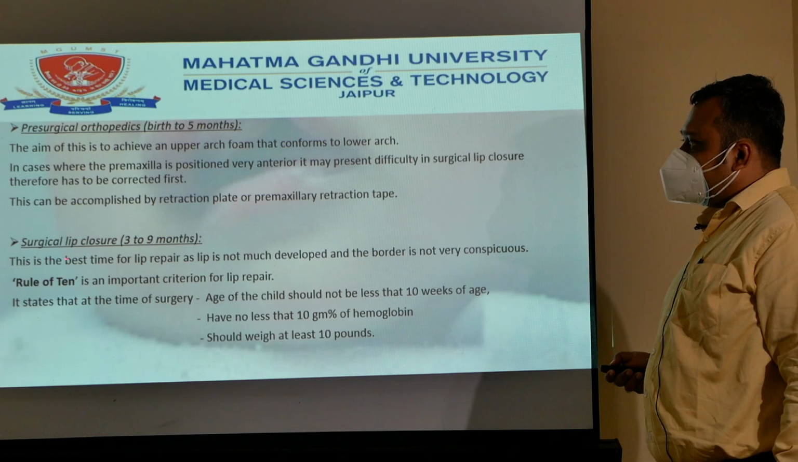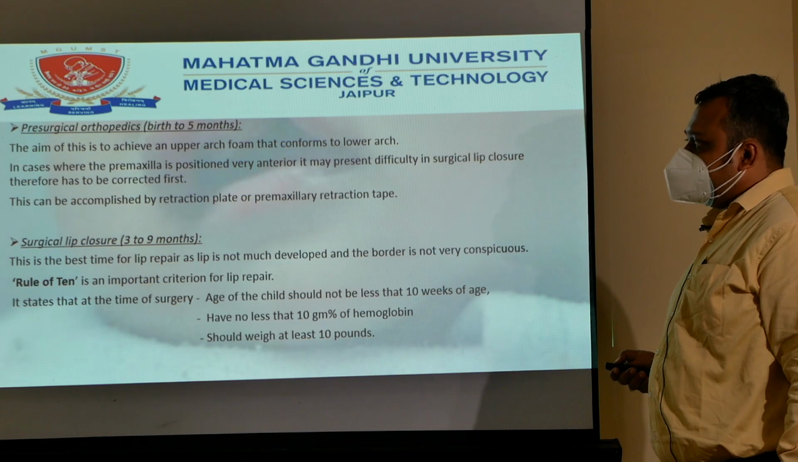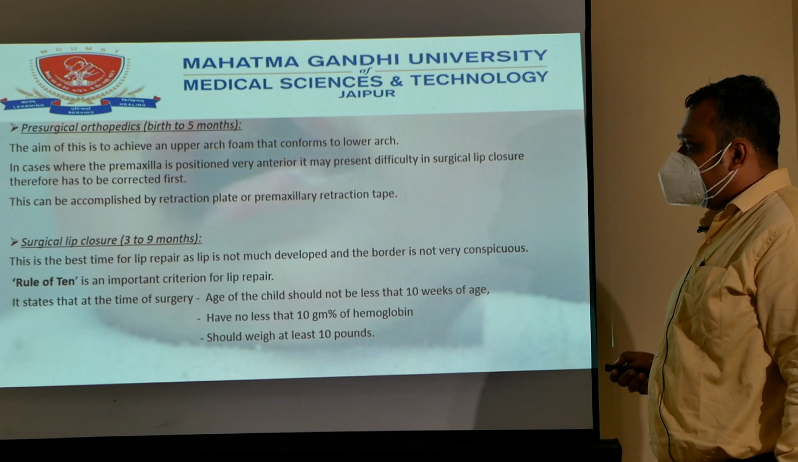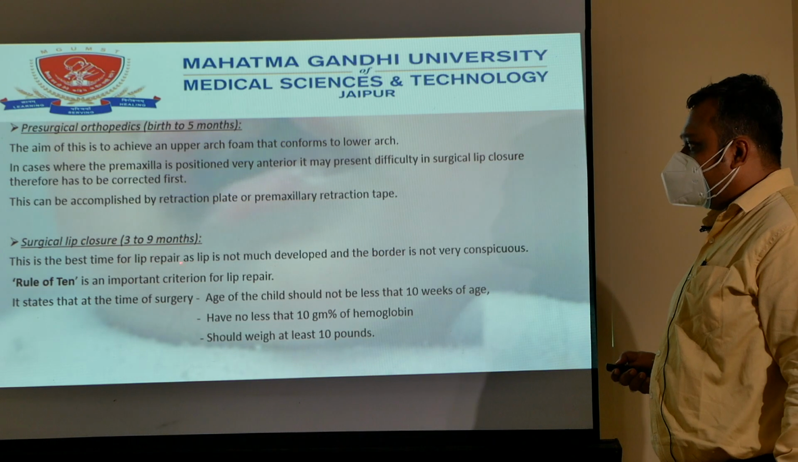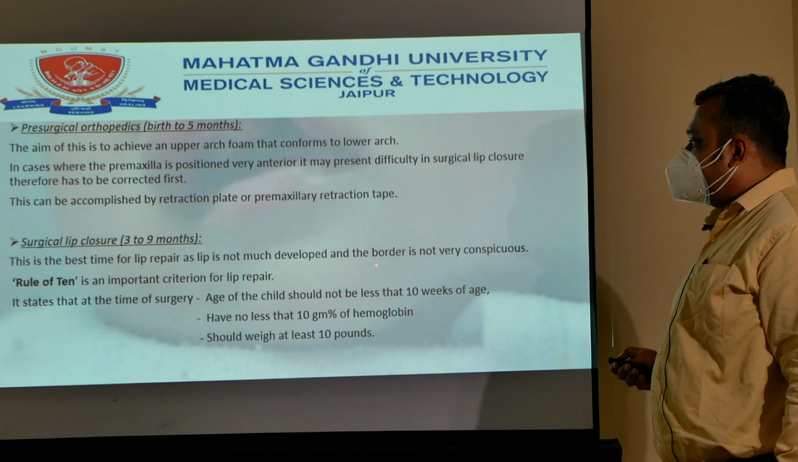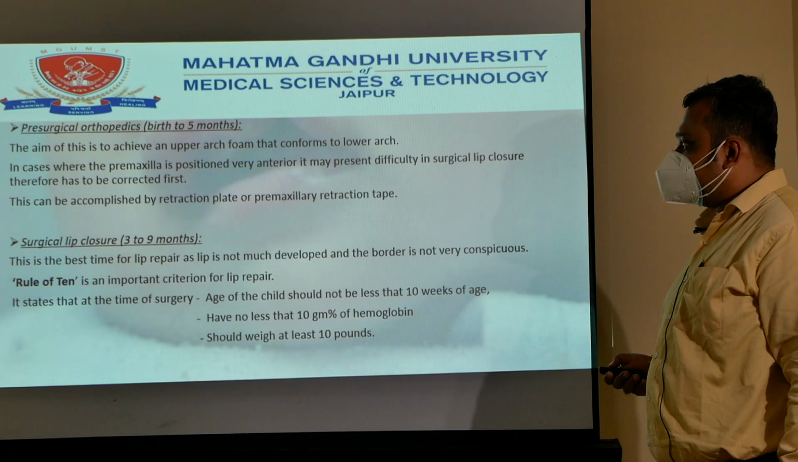The third step in the treatment is the surgical lip closure. It can be done from 3 to 9 months of age, and this is the best time for the lip repair, as the lip is not much developed and the border is not very conspicuous.